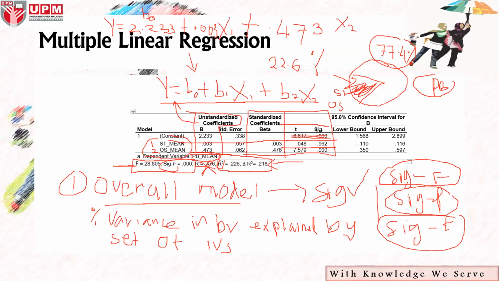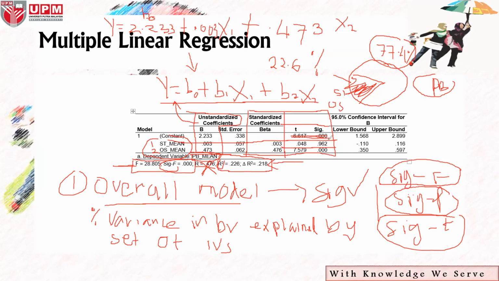Larger. So is the result significant or not significant? Not significant. So here we say therefore the social trust does not significantly influence the philanthropic behavior because the T equals 0.048, significant T 0.962, larger than alpha.